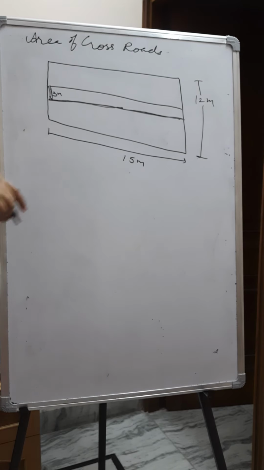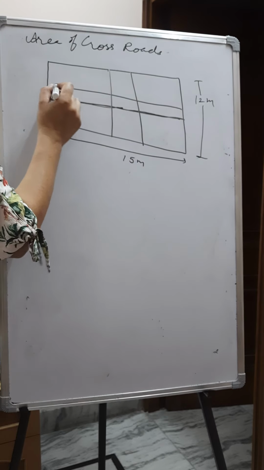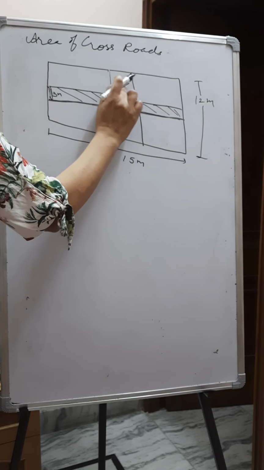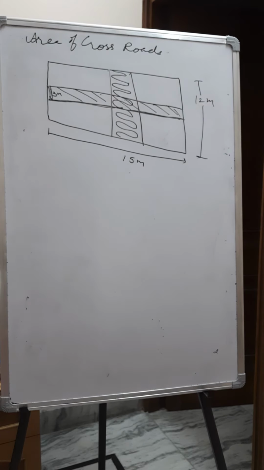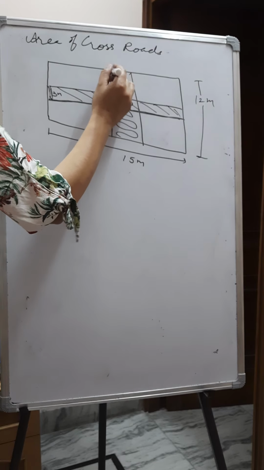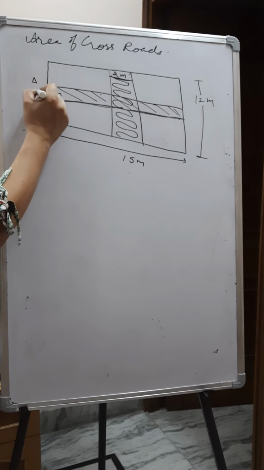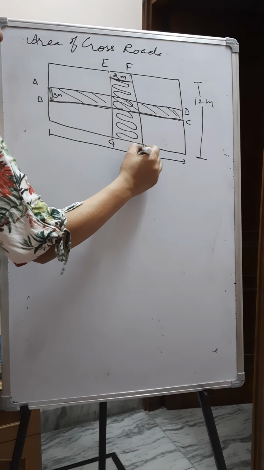Now one more road running vertically, one road to this side, whose width is 2 meter. This width is 2 meter. And you have to calculate the area of roads. The question is this: how to calculate the area of roads? Mark the points A, B, D, G, H.